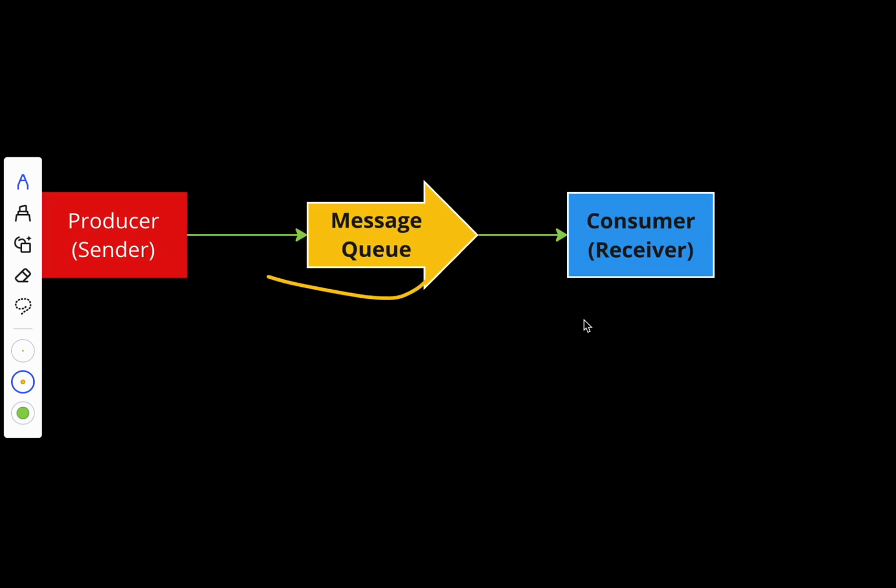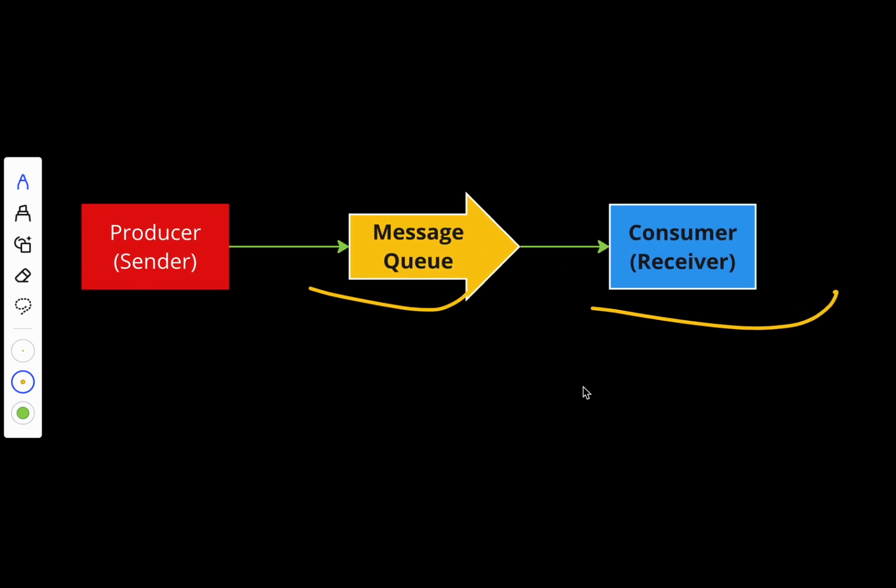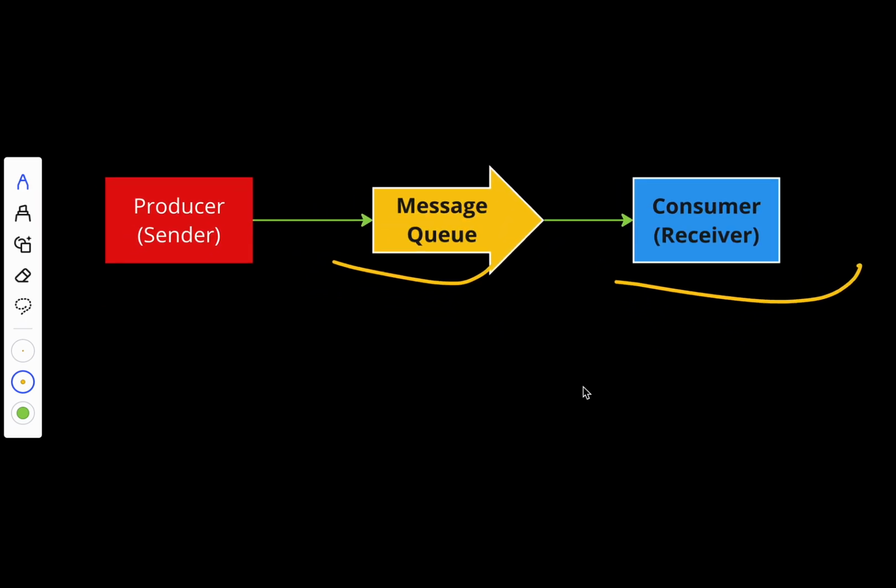The consumer here listens or checks the queue for new messages, pulls a message off the queue, and processes the message, maybe generating a report, sending an email, or updating a database. It then acknowledges the completion so the queue can remove the message.